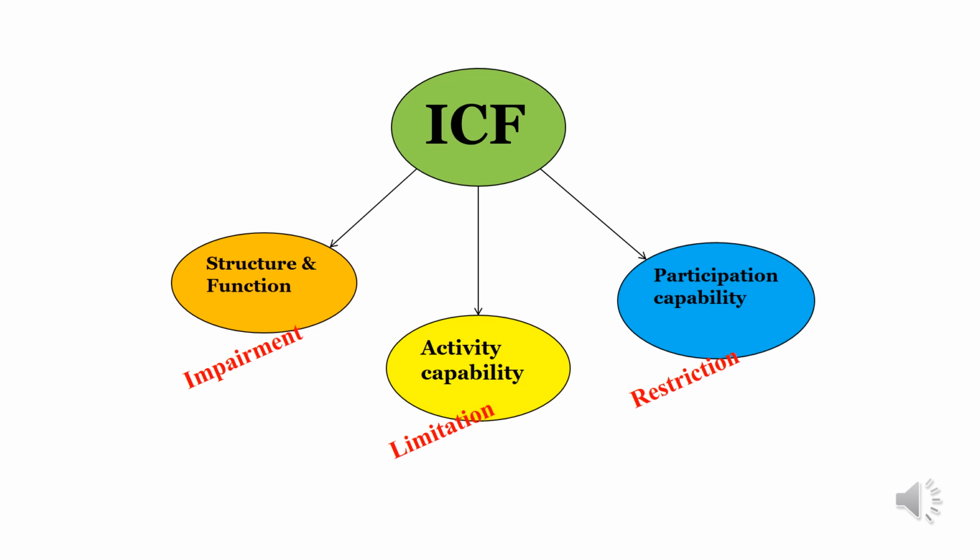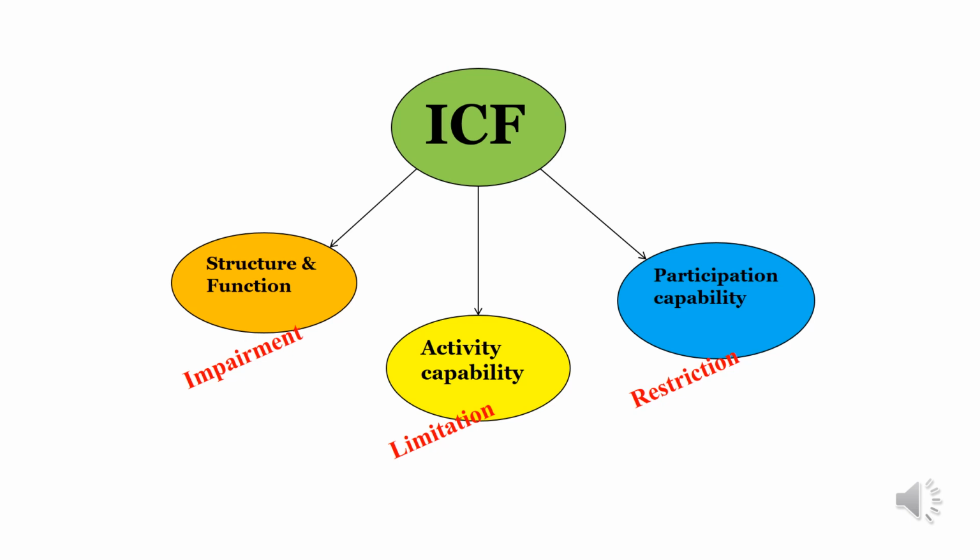For every domain of the ICF, if there was some dysfunction within that domain, you would have a negative terminology to describe dysfunction within that domain. For structure and function, we will call it the impairment. For activity capability, we'll call it activity limitation. In participation capability, if there's a dysfunction there, it will be called participation restriction.